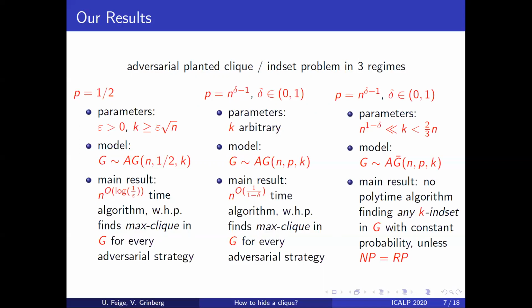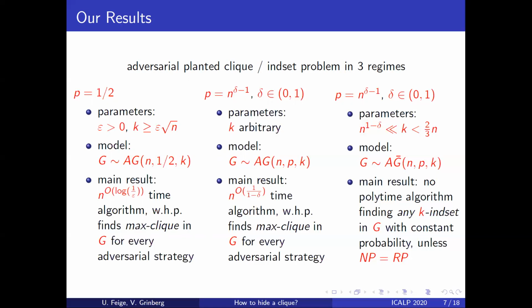The third regime is p equals n to delta minus 1 for delta between 0 and 1, but now we consider the adversarial planted independent set model. We claim that for planted independent sets of size k, where k is much larger than n to 1 minus delta and at most 2/3 n, here the constant 2/3 was chosen arbitrarily and can be replaced with any constant less than 1. For these values of k and p, there exists no polynomial time algorithm that finds any independent set of size k with constant probability unless NP equals RP.